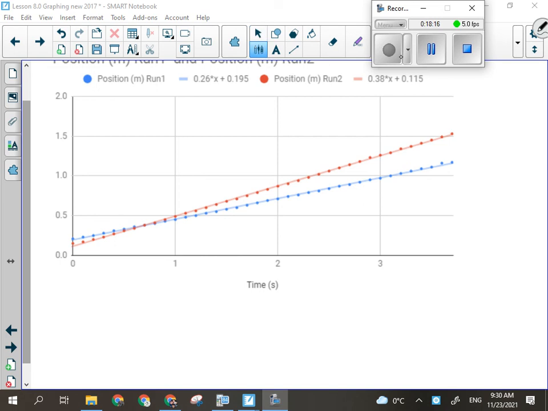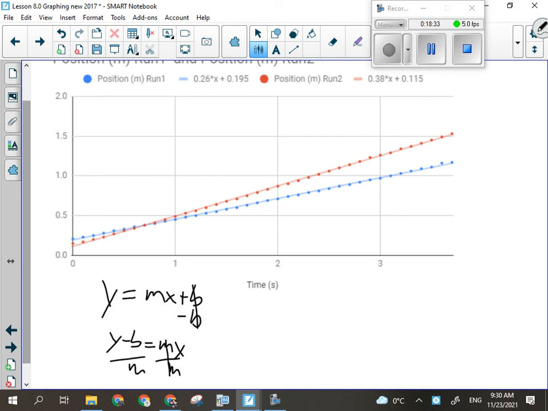Are we looking for y or x? X. Okay, so that means we have to manipulate y equals m times x plus b to solve for x. So we move b first by subtracting b from both sides. y minus b equals m times x. Divide both sides by m, and we've got our formula for x. So for run 1, the final position is 65 meters minus our initial position, 0.195, divided by m, 0.26.